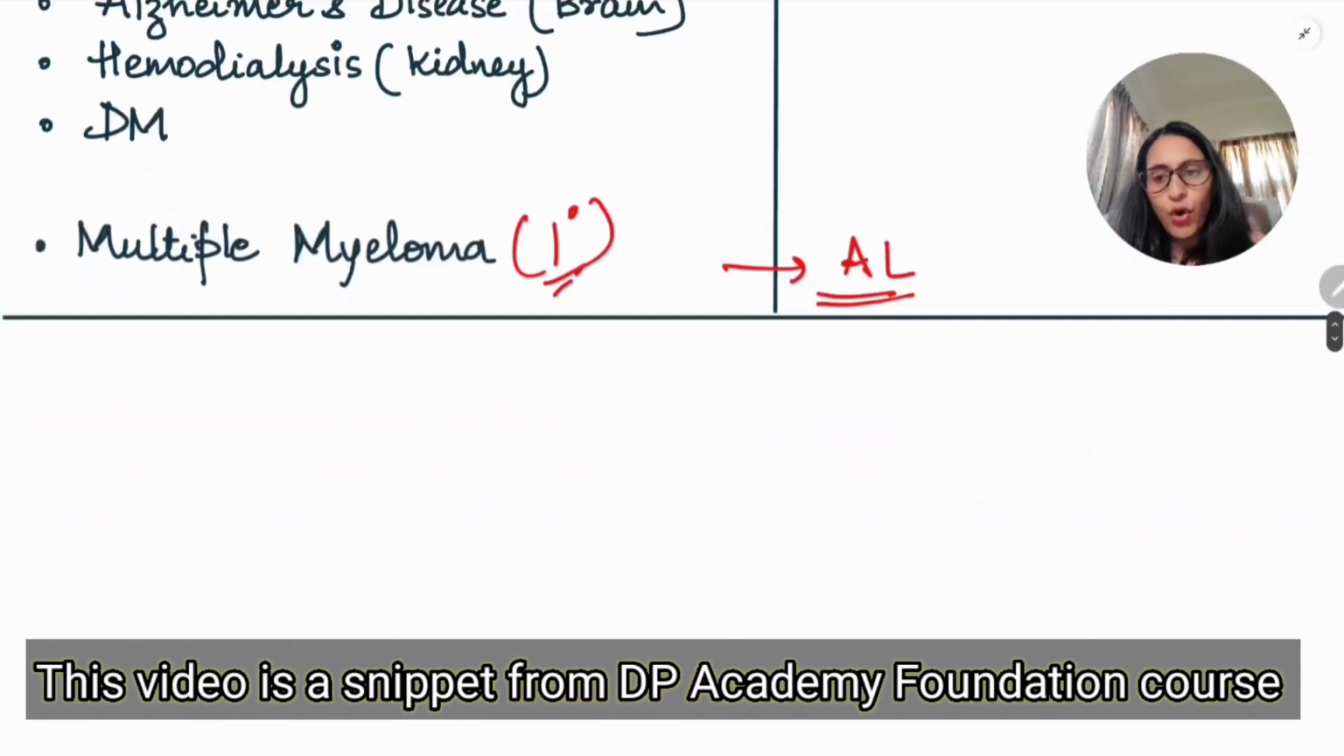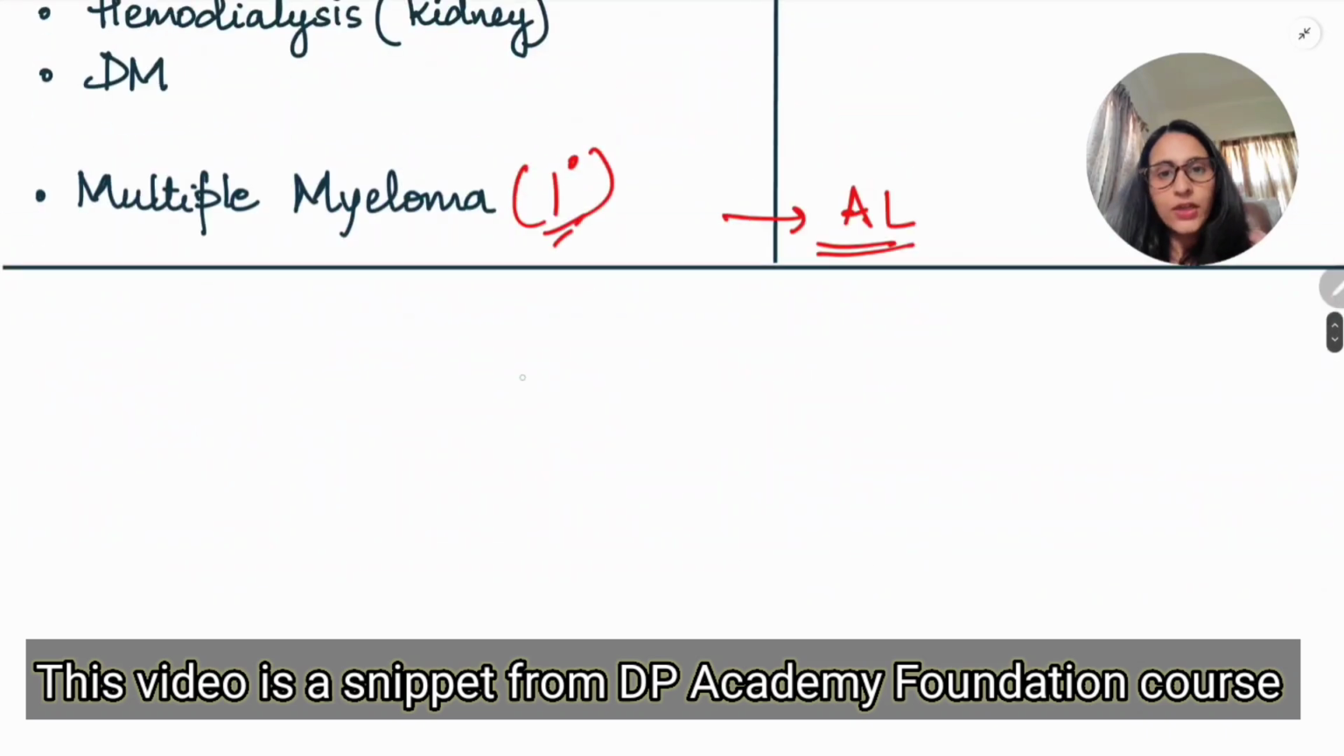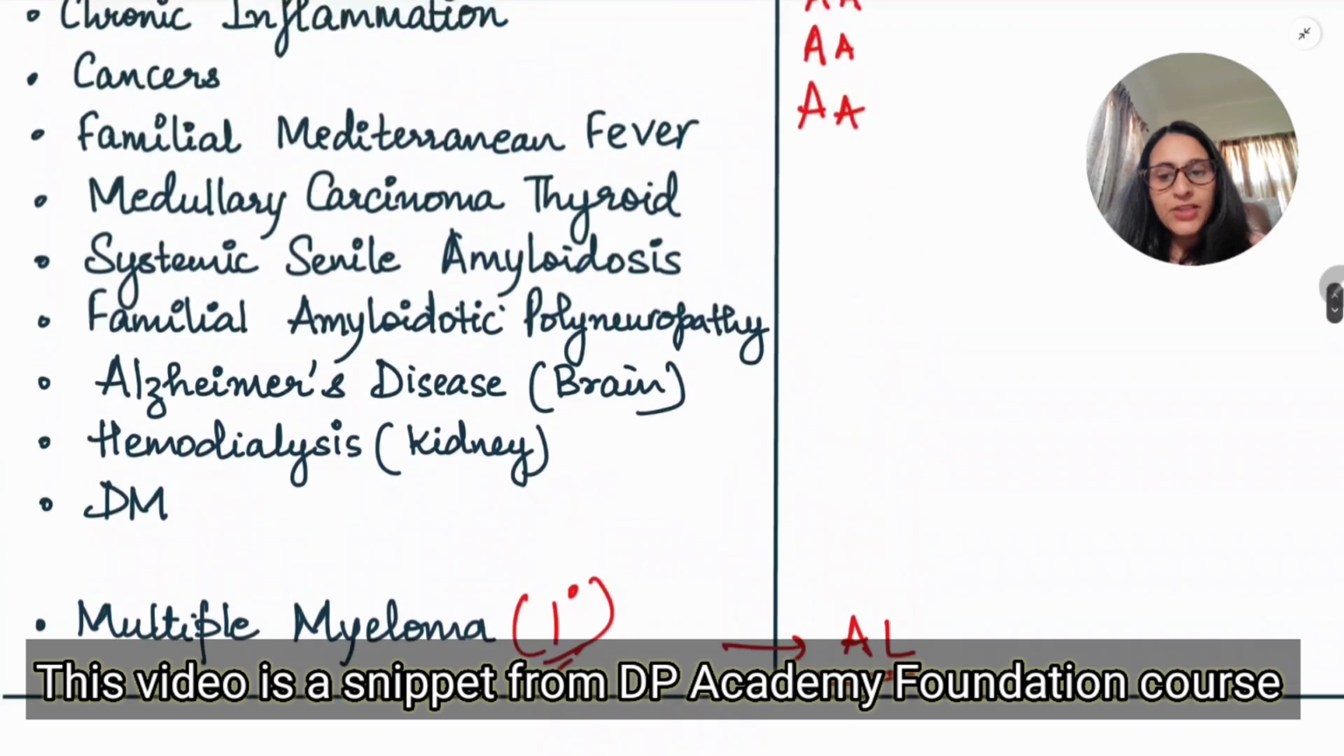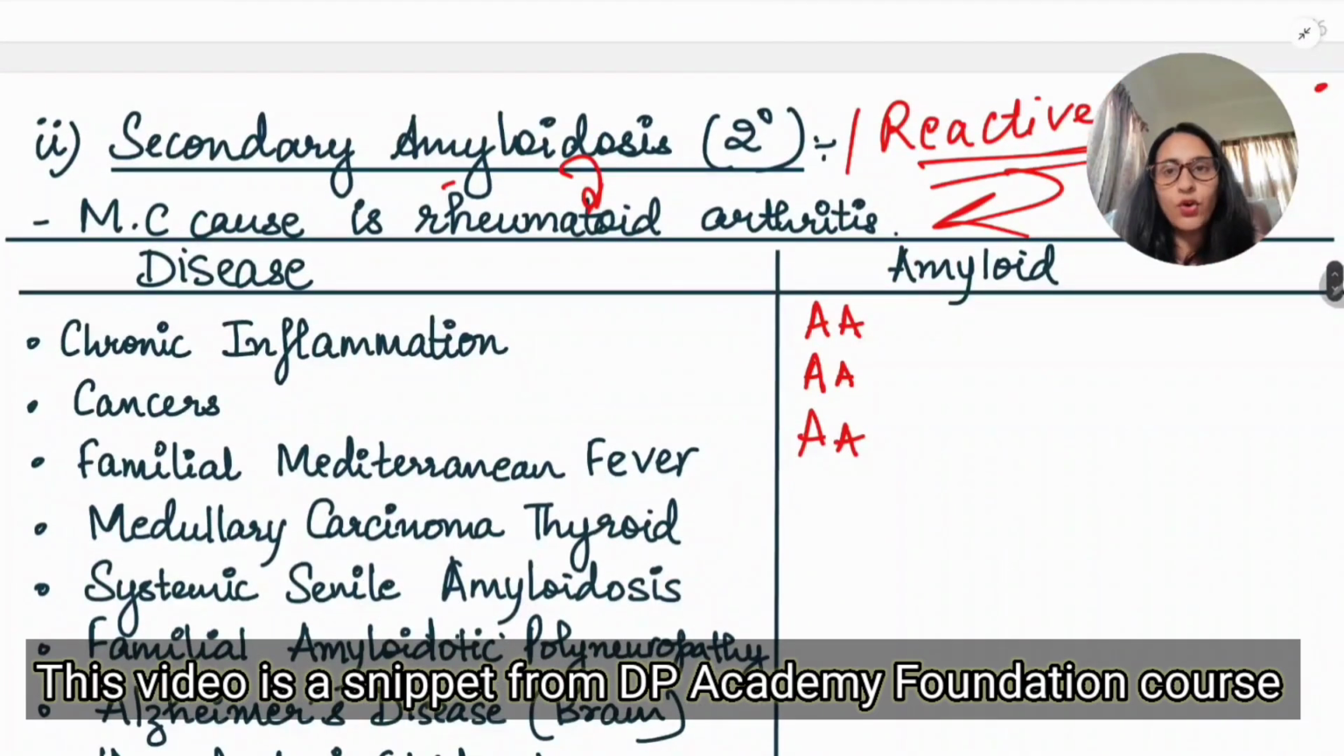Now, as I told you, all the cancers will also have the amyloid associated with interleukin 6, but majorly the cancers that we talk about associated with secondary amyloidosis are renal cell carcinoma and Hodgkin lymphoma.